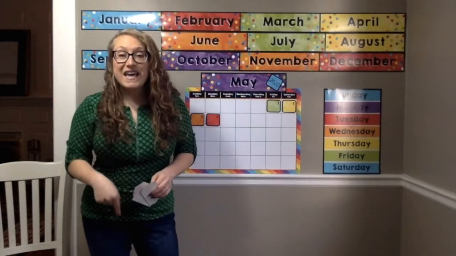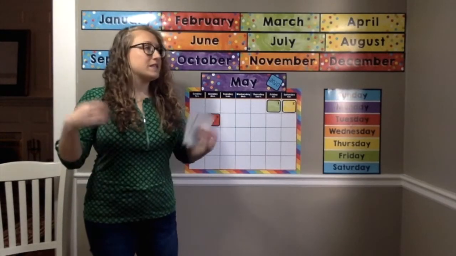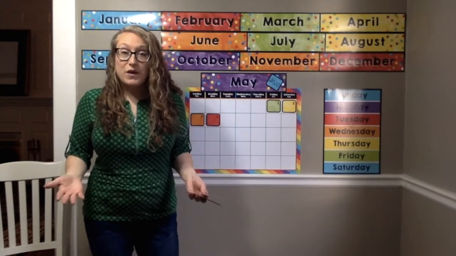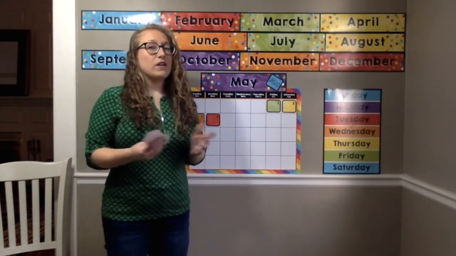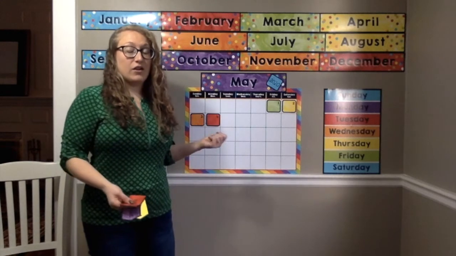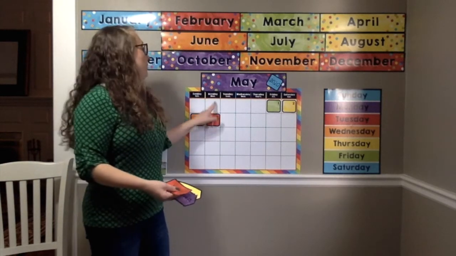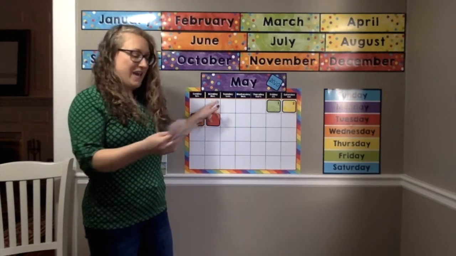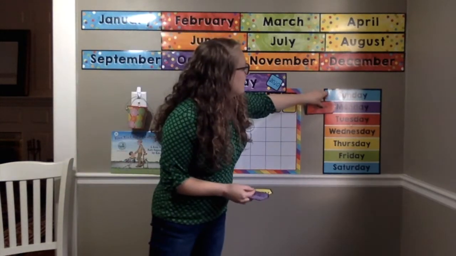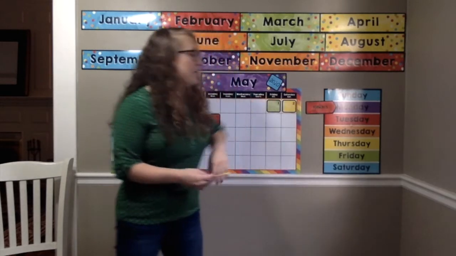Kindergarten, we know that today is in the present, which means it's happening right now. Are you going to do anything fun today? If I wanted to figure out what today is on my calendar, I just put my finger on today's date. That's the 4th, and I just go straight up. And there it is. It says Monday. Today is Monday. Marvelous Monday.